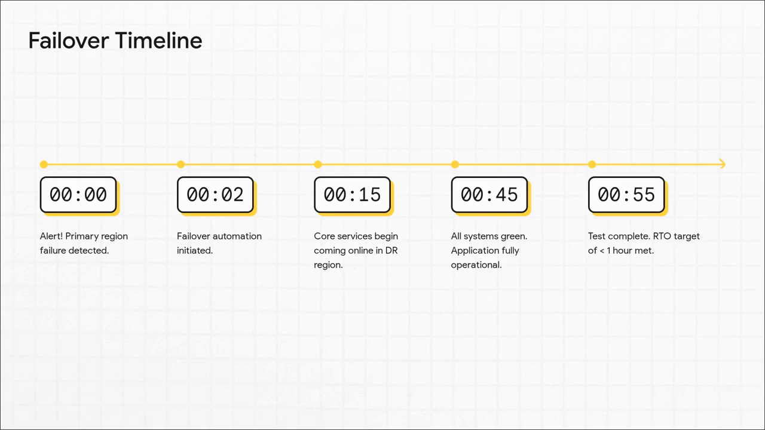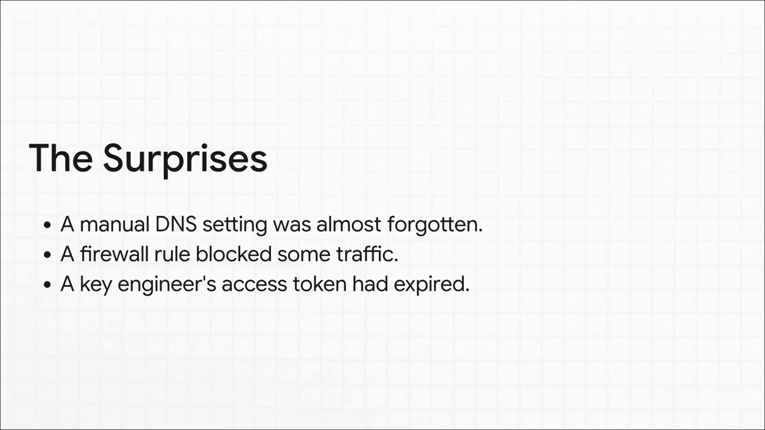But that's not where the story ends. See, the whole point of testing isn't just to prove that things work, it's to find what doesn't. And oh, we found things. We found a critical DNS change that was still a manual step somebody almost forgot. We discovered a tiny difference in a firewall rule that was blocking traffic. And we found out a key engineer's emergency access token had expired. These little unexpected surprises were actually the most valuable part of the entire drill.